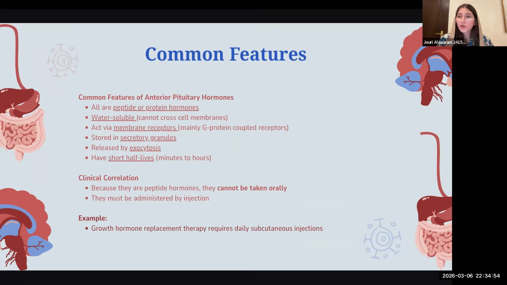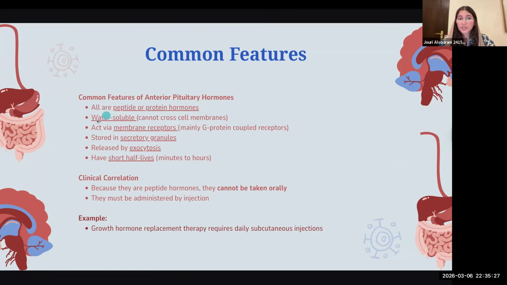Okay, so just before we go into each of the hormones individually, let's look at what all of these hormones have in common. Firstly, they're all peptides, or protein hormones. This is important to note because if someone needs more growth hormone, we cannot give this to them orally. They cannot take a pill of growth hormone because, since they're peptides, they're not going to be able to stand the stomach acids. So they're not going to last, okay?